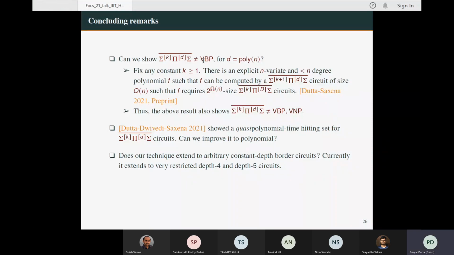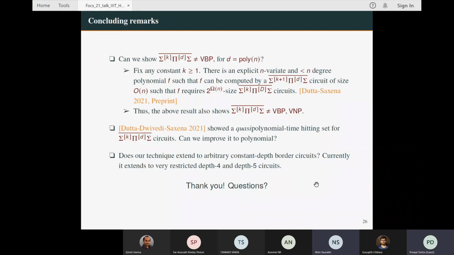Okay, you could have asked whether this is inside VF or not, and that is not clear. Can you improve this VVP to VF instead of saying that it has a small determinant? Can we show that it has a small formula? That is still not clear to us.